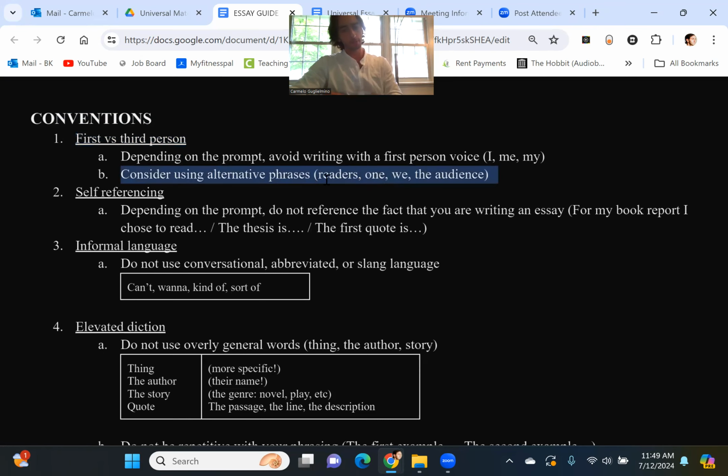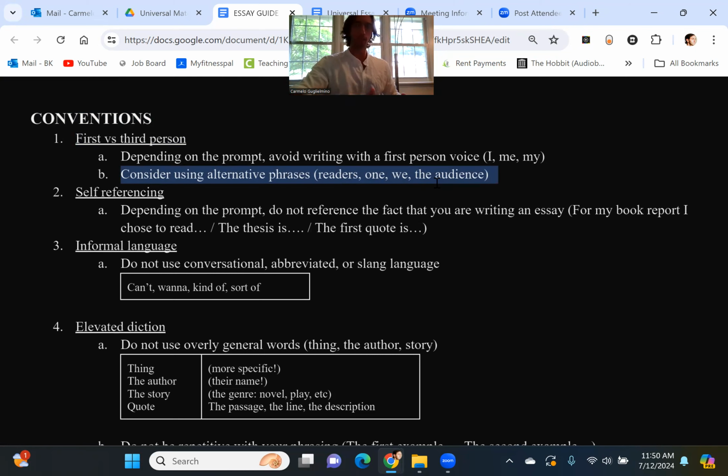Now, the alternatives to that, if you're really struggling to get away from that, you can find ways of stylistically referencing yourself or other readers of the text. So for example, instead of saying, I notice that Romeo's flaw is this, you could say, readers can notice or can see that Romeo's flaw is this, or one could see that Romeo struggles with this, or we as readers can see this, or the audience is meant to see this, right?